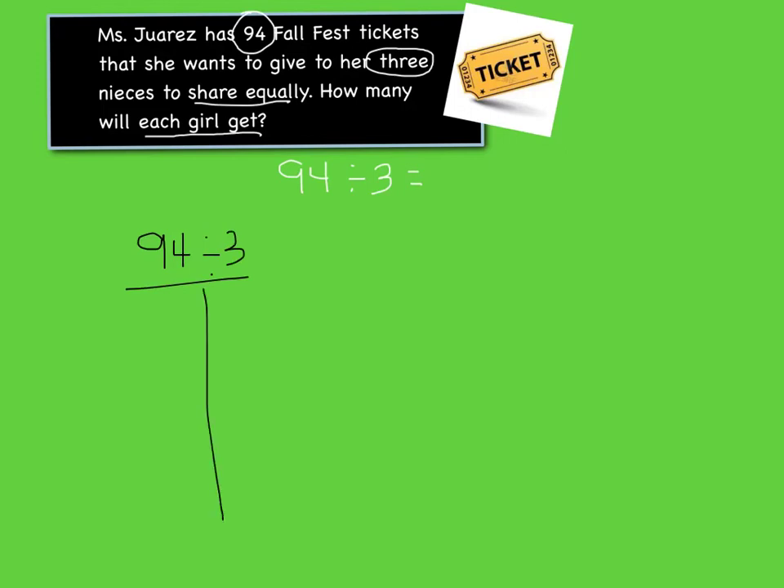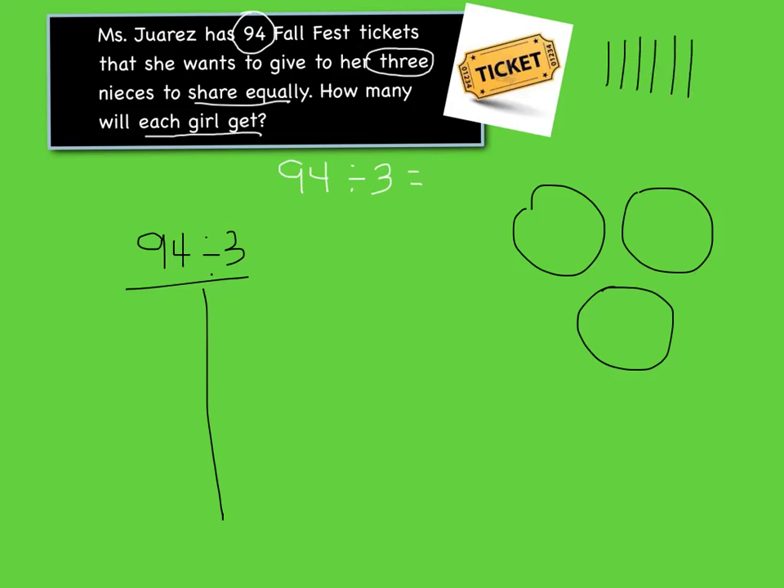I'm going to then make 3 groups. These are the 3 nieces of Miss Juarez. And now I'm going to draw the model of 94. 10, 20, 30, 40, 50, 60, 70, 80, 90, 91, 92, 93, 94.